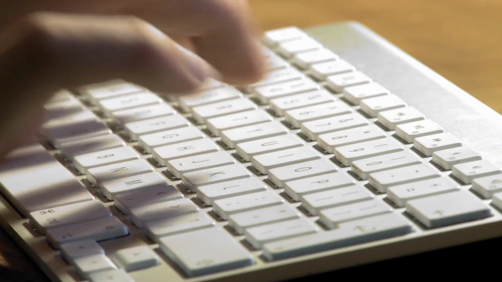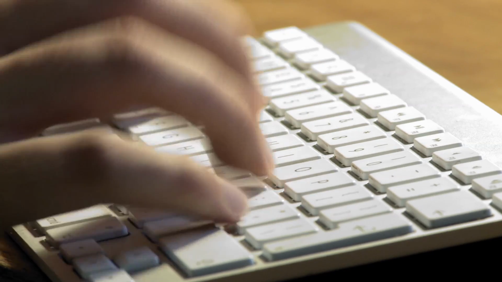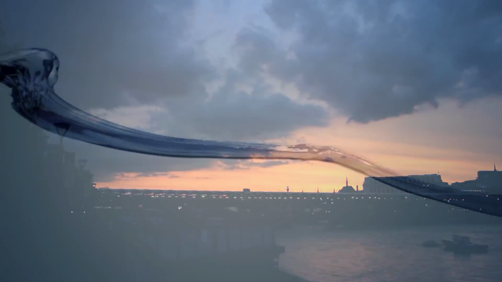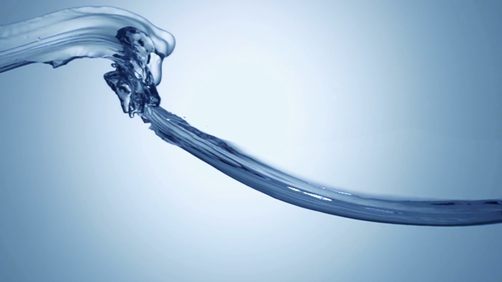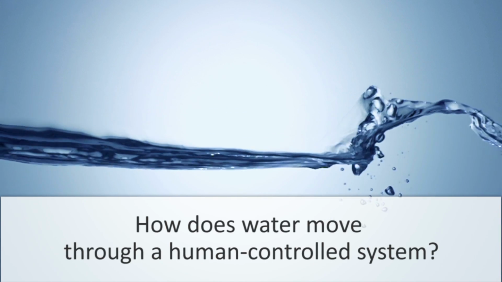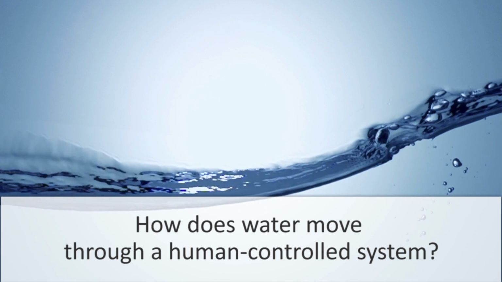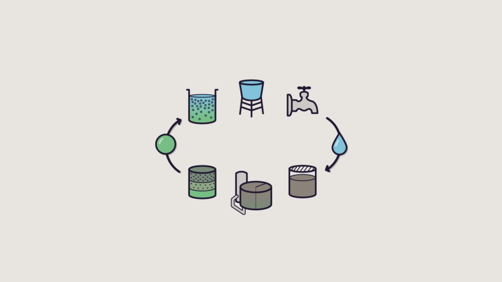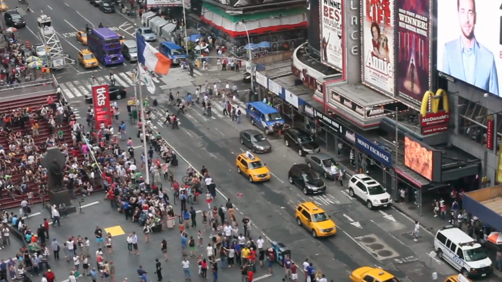If we want to think strategically about water, first we need to understand more about the complexities of the human-controlled water system. This video will help you answer the question, how does water move through a human-controlled system? The valve that controls the flow of water into the faucet is actually at the other end of a large, complex, human-managed water system that originates with the water cycle.